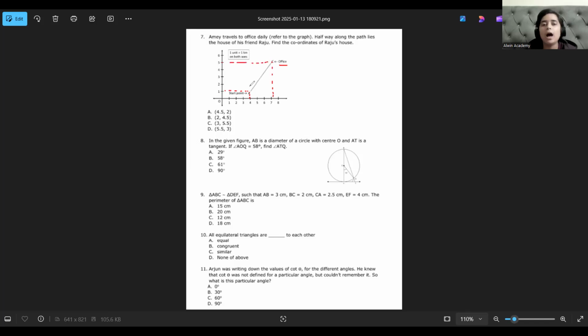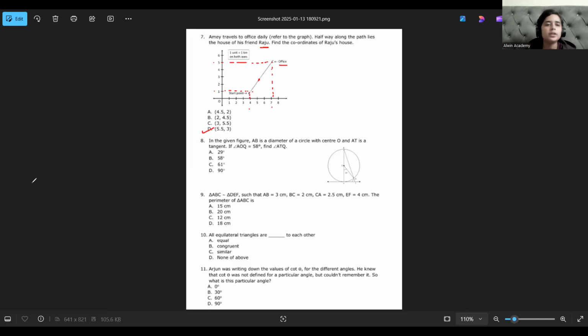And we're given that Raju's house is halfway between. So basically somewhere here on the midpoint of these two, we have Raju's house and we have to find its coordinates. So what we'll do is we'll put in the midpoint formula. For x, we have x1 plus x2, 4 plus 7, 11, 11 by 2, 5.5. So x is 5.5, and for y, y1 plus y2, 1 plus 5, 6, 6 by 2, 3. So 5.5, 3, option number D.